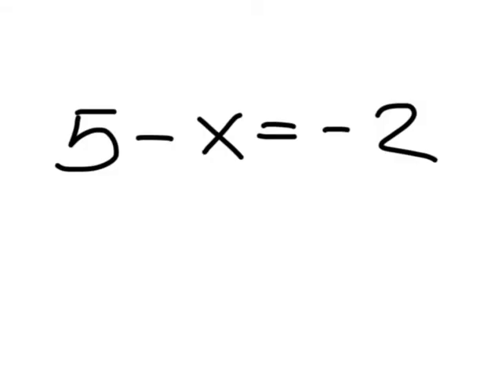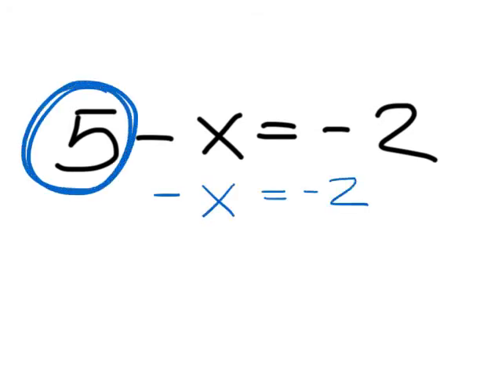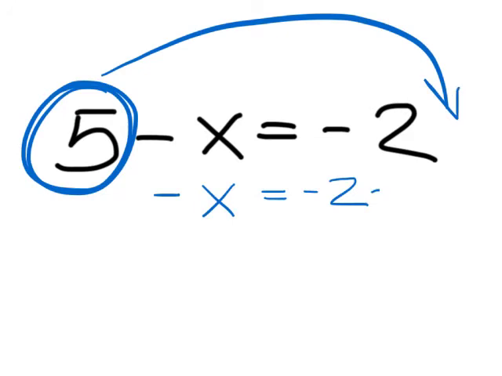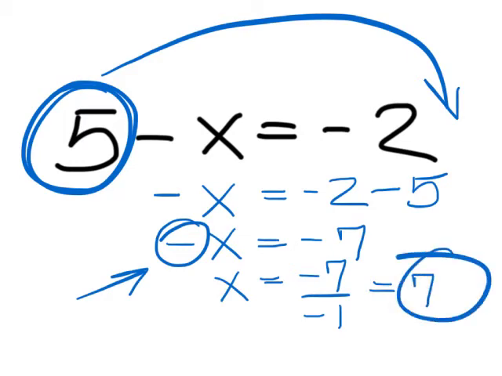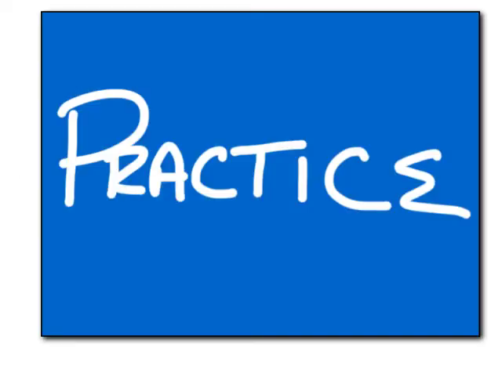Here's the bonus problem. If everybody gets this right, it's 10 million. This is negative x equals a negative 2, but this is positive 5 here. You move it over and make it minus 5. That gives you a negative 7, but because of this, we must divide negative 7 by this negative 1. So the answer is 7. Here's another practice problem.